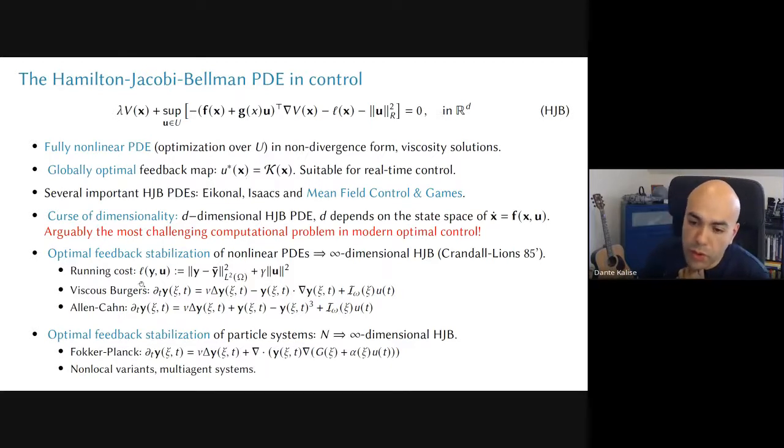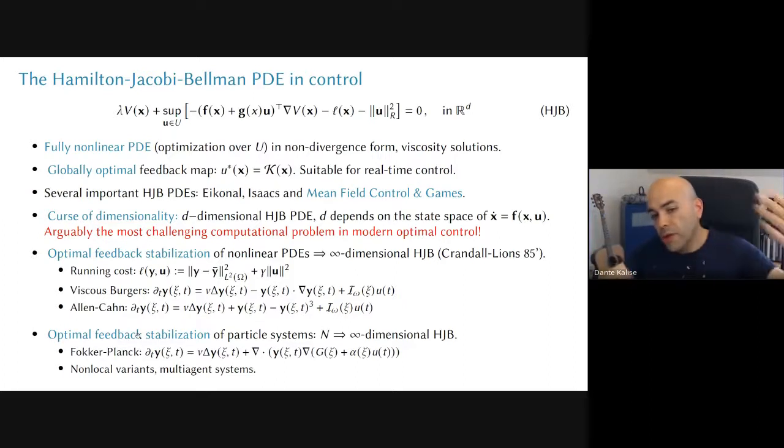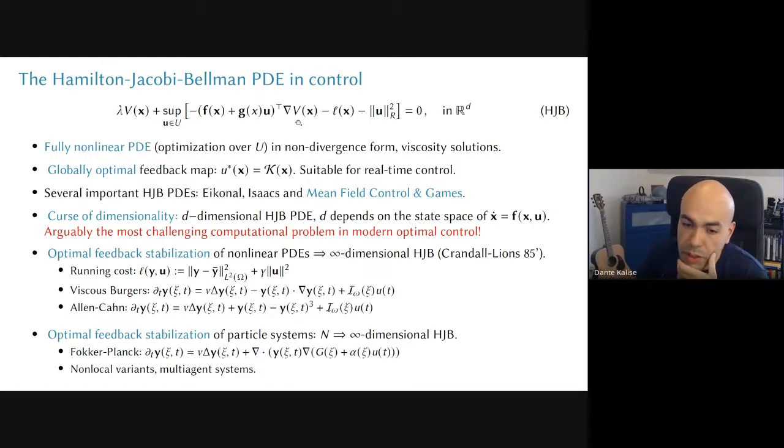So if you want to control fluid flow problems, or you want to control the Fokker-Planck equation, you are now thinking about infinite dimensional Hamilton-Jacobi equations. So here really the challenge is, how on earth do we create numerical methods that are able to tackle the solution of this PDE, this nonlinear PDE, in very, very high dimensional problems? This is arguably the most challenging problem in modern optimal control.